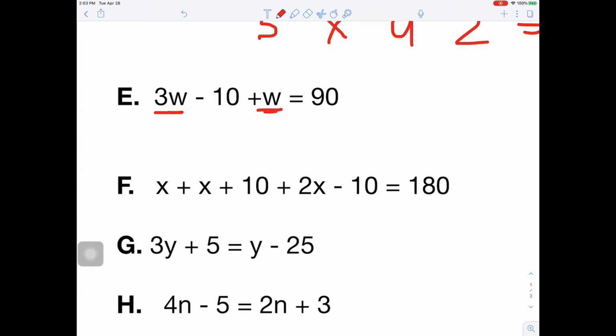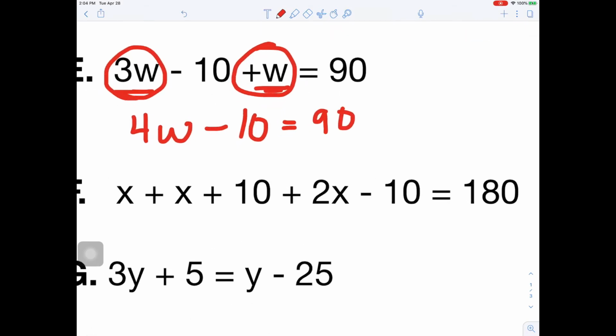So we have 3 W's plus another W, so we have 4 W's. So we wind up getting 4 W's minus 10. You see how I got that? I grab this 3W and I grab this plus W, and I have 4W minus 10 equals 90.